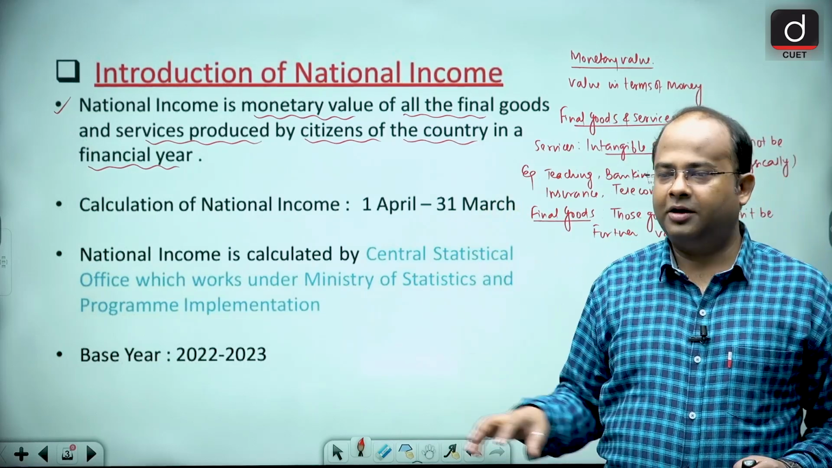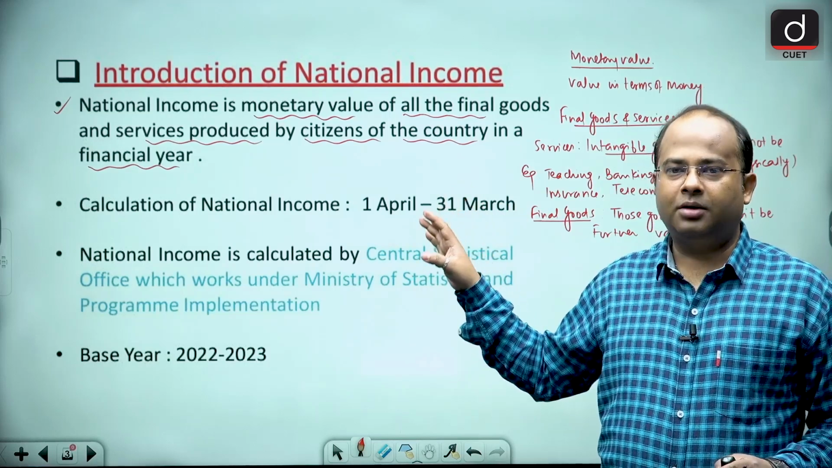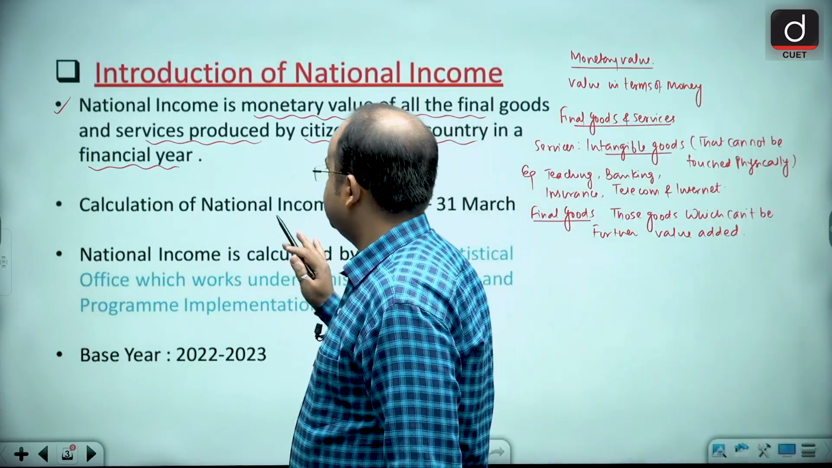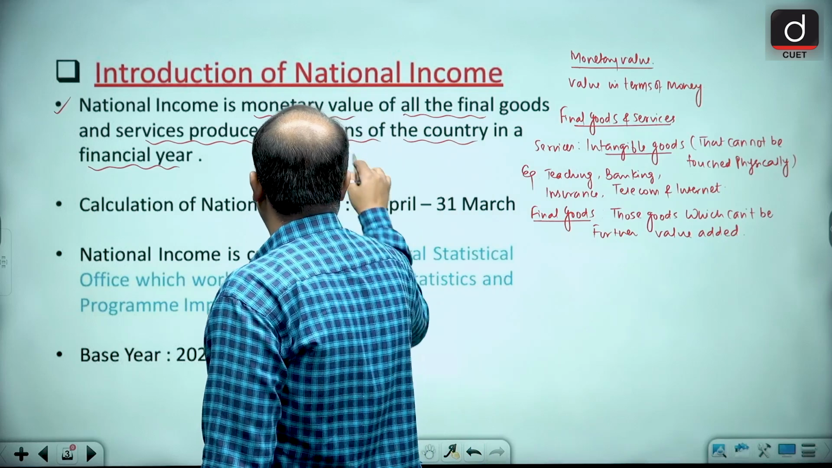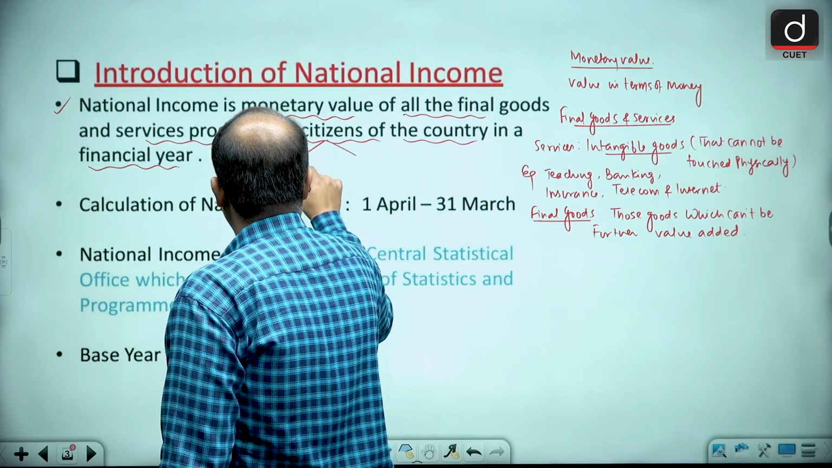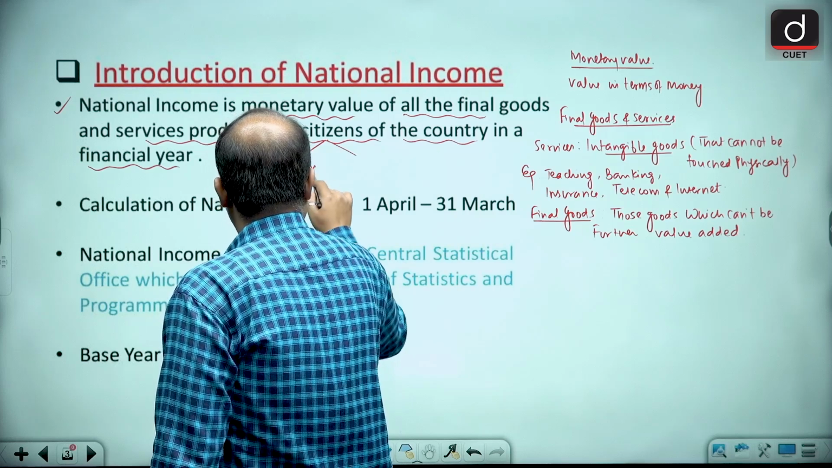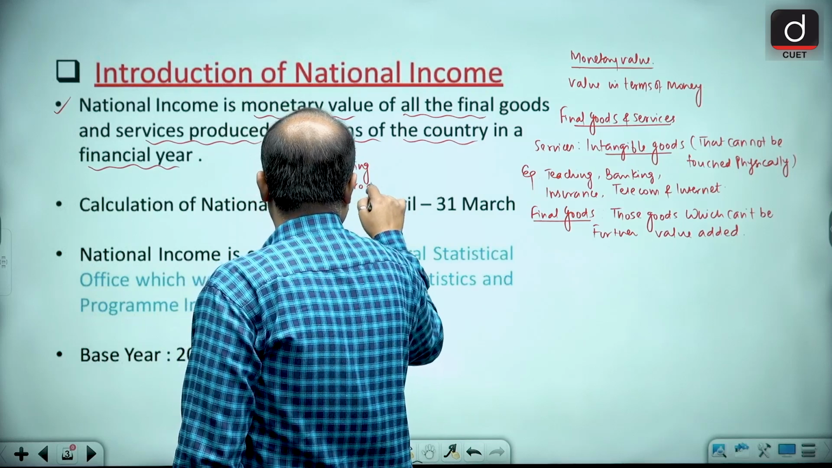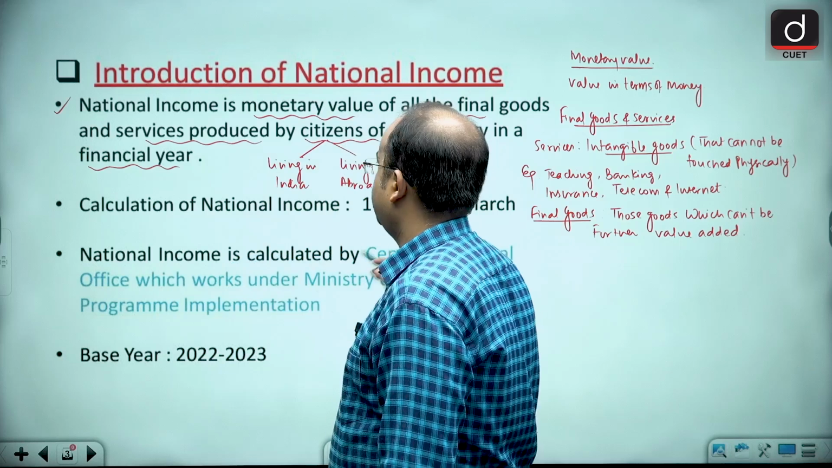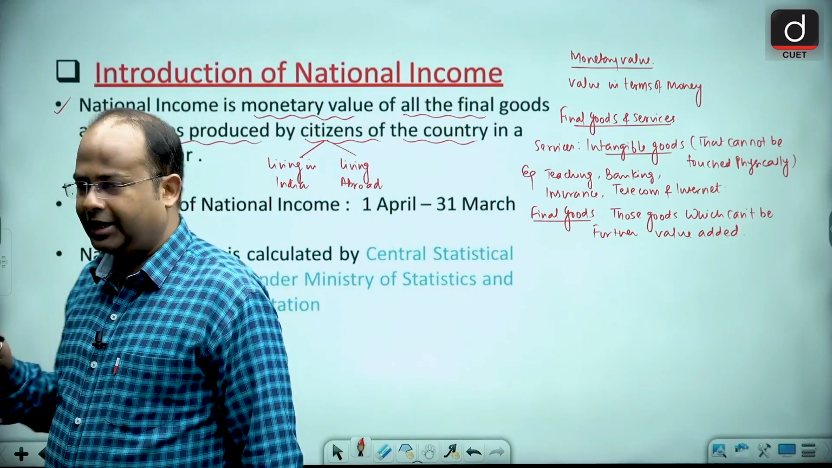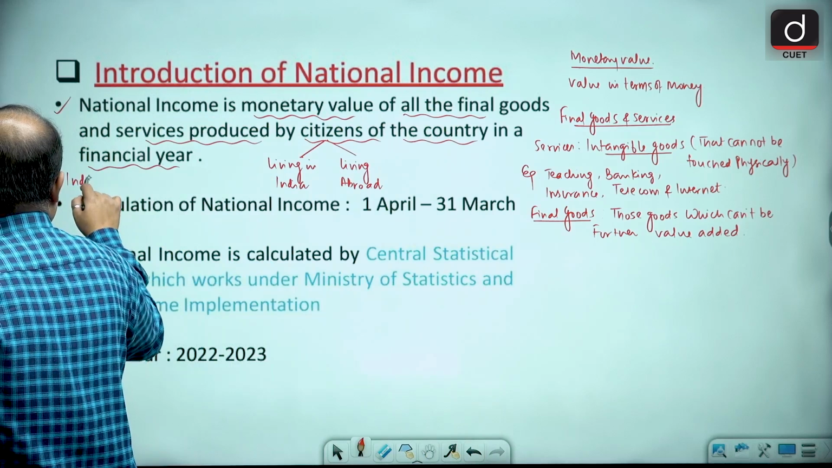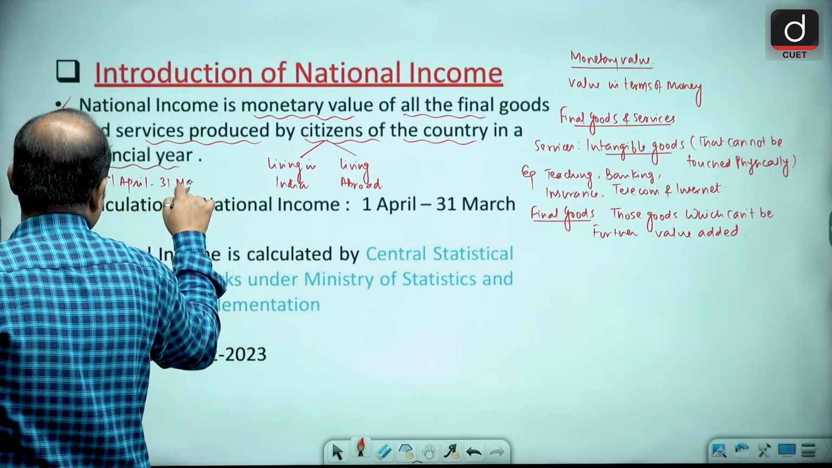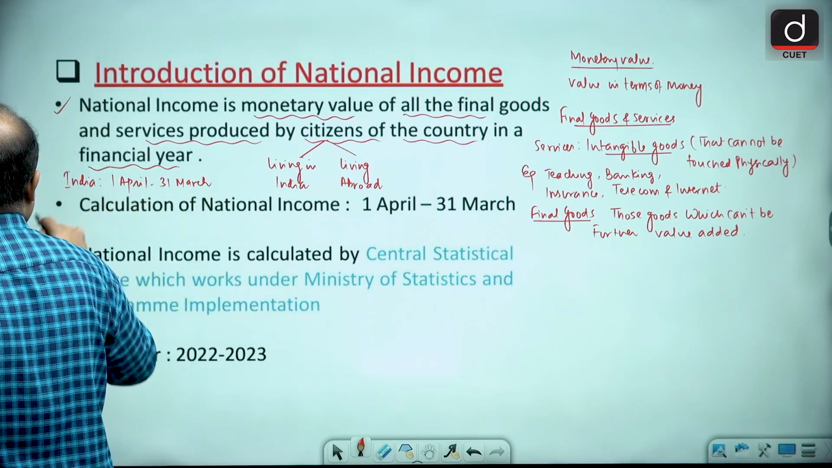So what exactly is the definition? The goods which cannot be further value added are called final goods, produced by the citizens. Citizens means citizens who are living in India plus citizens living abroad of the country in a financial year. So for India, if I talk about India, this is from 1st April to 31st March. This is the financial year for India.